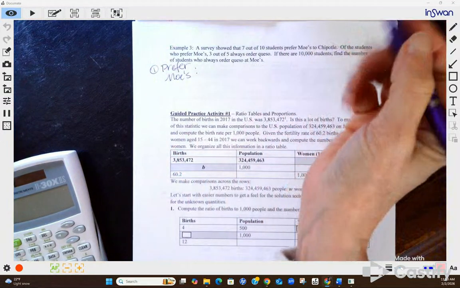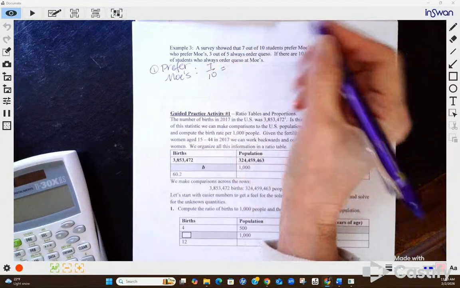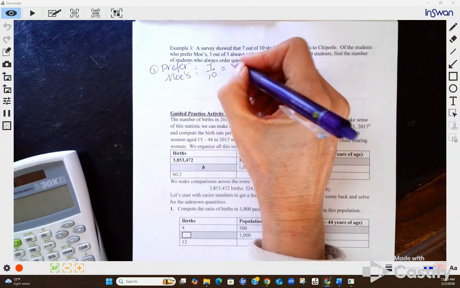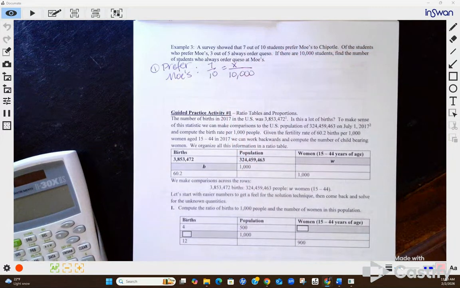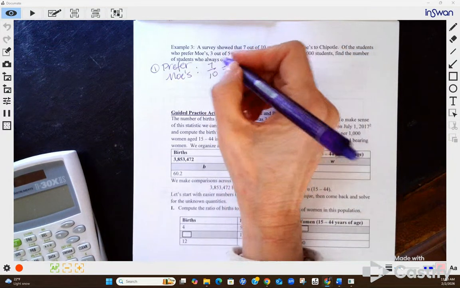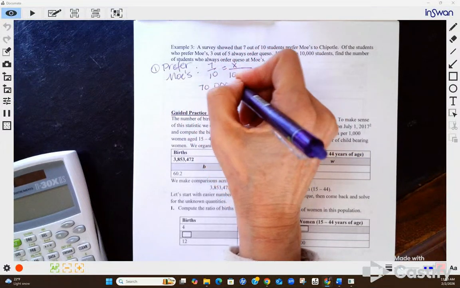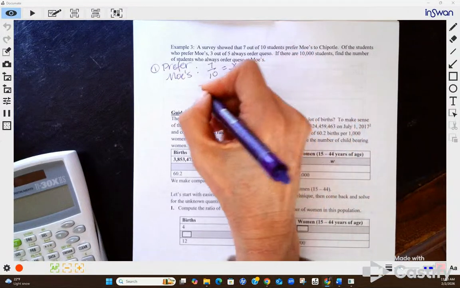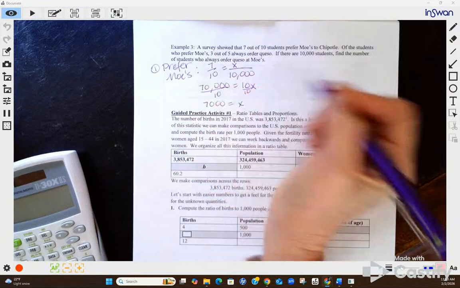So the first step is prefer Moe's. So we've got 7 out of 10, and 7 out of 10 students prefer Moe's to Chipotle, and we want to know how many students that is out of the total 10,000 students there are. Cross multiply, 7 times 10,000 is 70,000 equals 10 times X. Then we divide both sides by the number in front of X, and we get 7,000 students prefer Moe's.